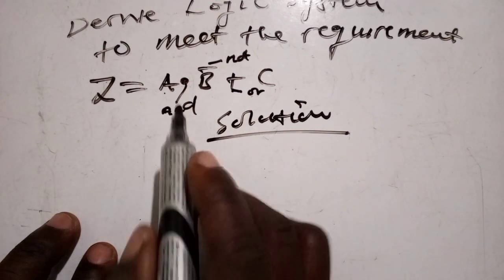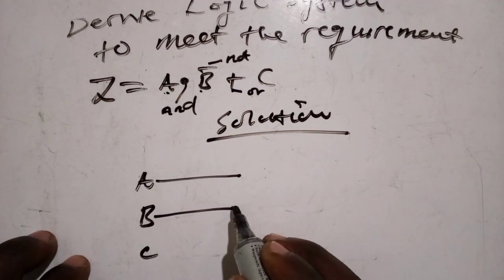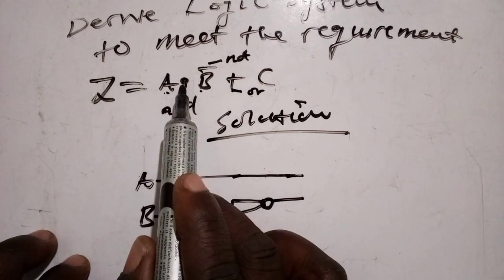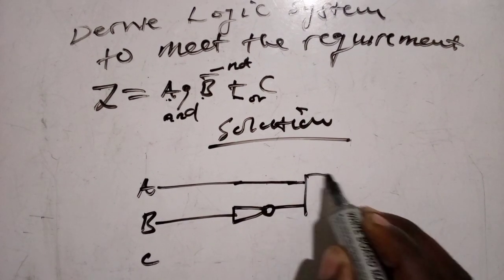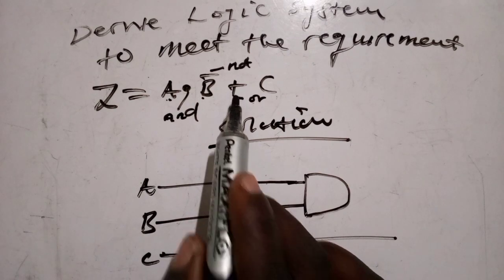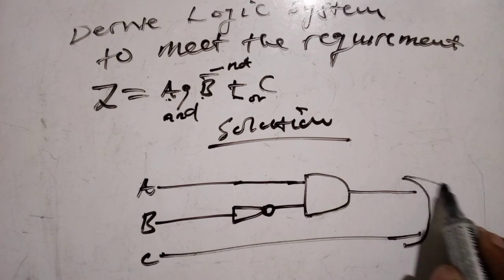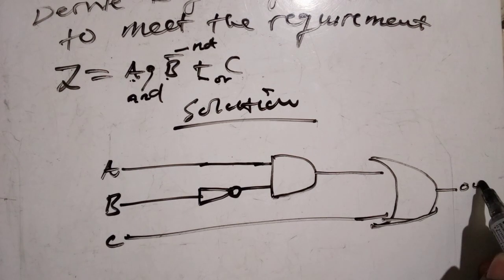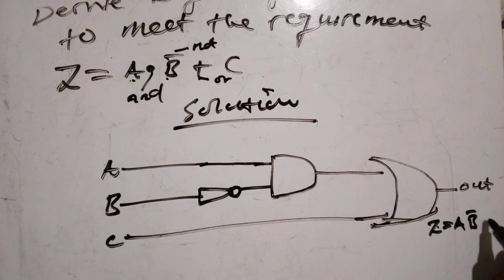So how many inputs do we have? A, B, C. We have a bar, which means not B, so we are going to draw a NOT. Then what follows is an AND gate. An AND gate has this symbol. Then this C goes directly, because C has an OR gate here. So that means here we are going to have a symbol of the OR gate, and our output will be Z equals A B plus C.